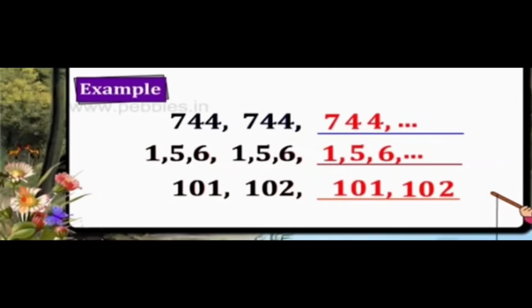Same goes with the numbers. You have 744. It is repeated again, 744. That is 744, repeated again and again without adding any number to it. The next one, 156. These 3 digits are repeated again, 156 again and again. This is a sequence of numbers that is repeated. Then you have 101, 102 and so on. You can repeat the numbers again and again.